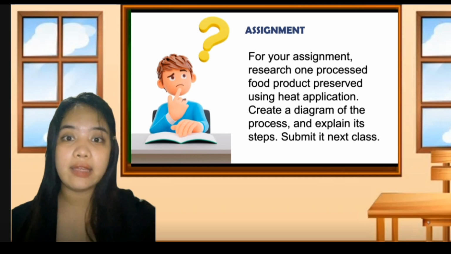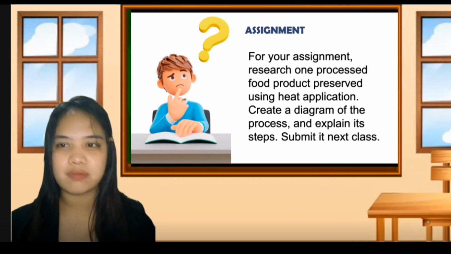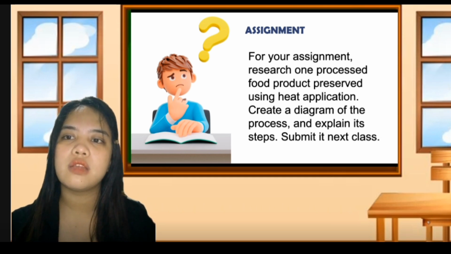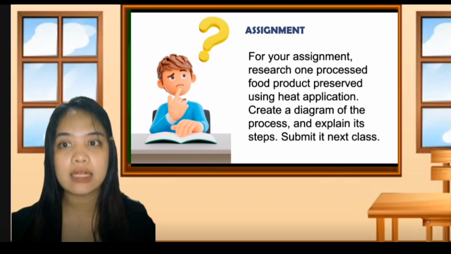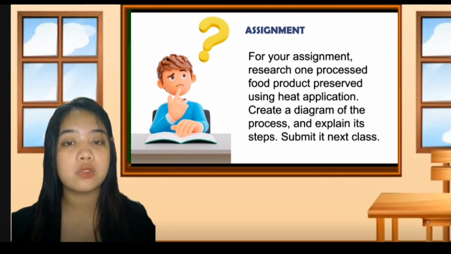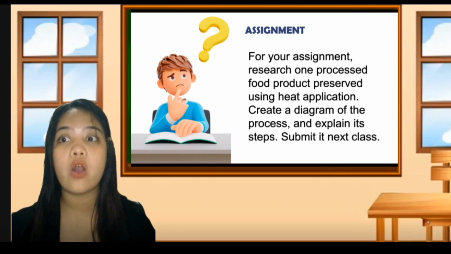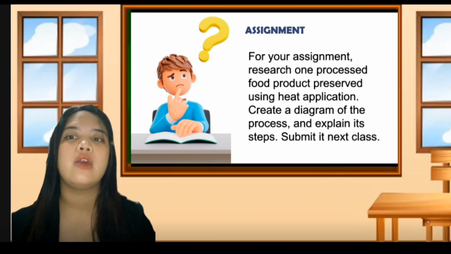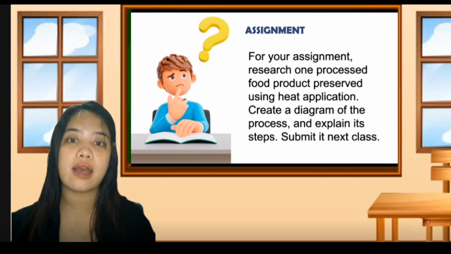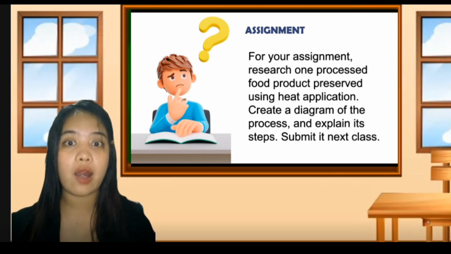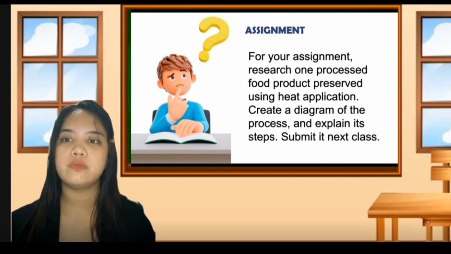So the last slide is the assignment. For your assignment, research one processed food product preserved using heat application, such as the four or five heat applications that we tackled today, and explain each step. Submit it in the next class discussion in our subject. Create a diagram of the process and explain each step. You will submit it in the next class.